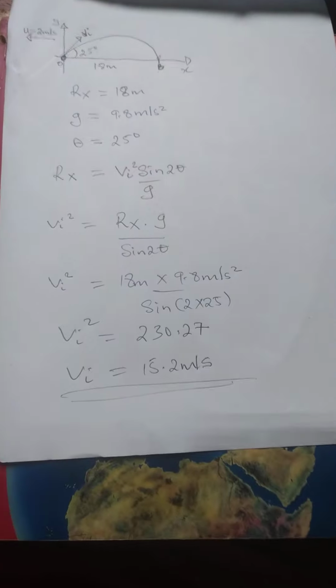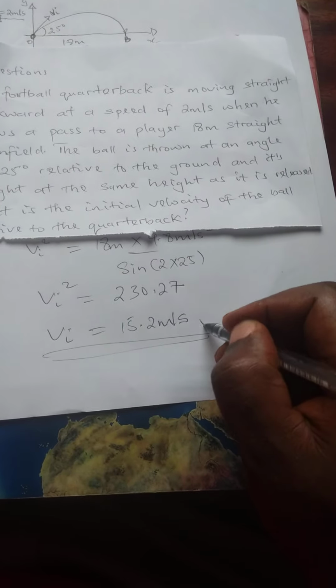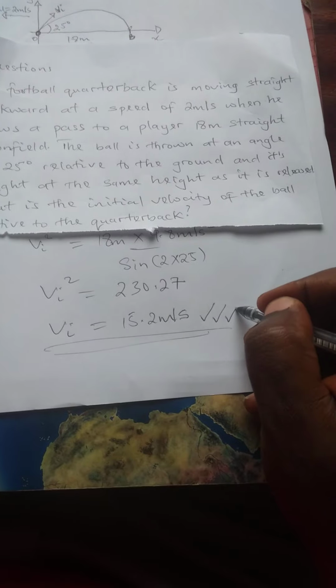15.2 meters per second. That would be the velocity. The question was, what is the initial velocity of the ball relative to the quarterback? So this will be the initial velocity of the ball relative to the quarterback.